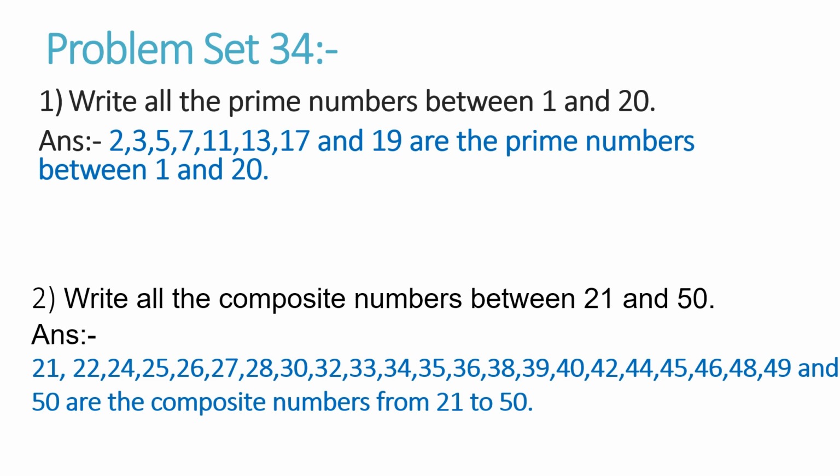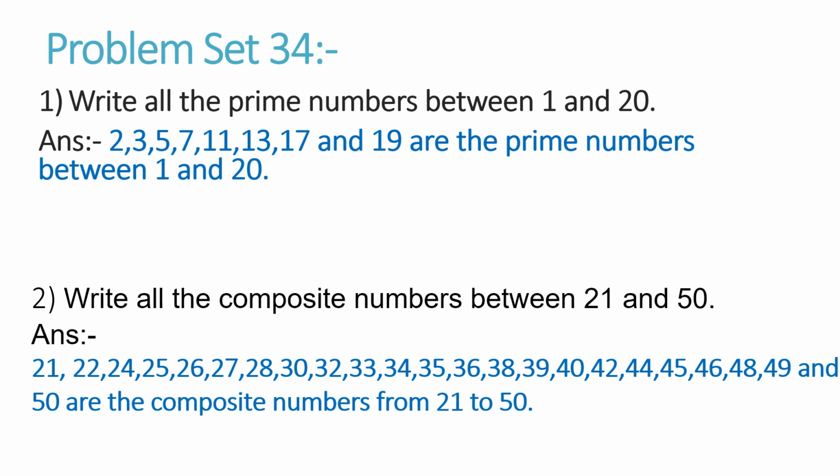Now 2, 3, 5, 7, 11, 13, 17 and 19 are the prime numbers between 1 and 20. Whereas the remaining ones, that is 4, 6, 8 and other remaining numbers, have more than two factors. So they are composite numbers. They are not prime numbers.